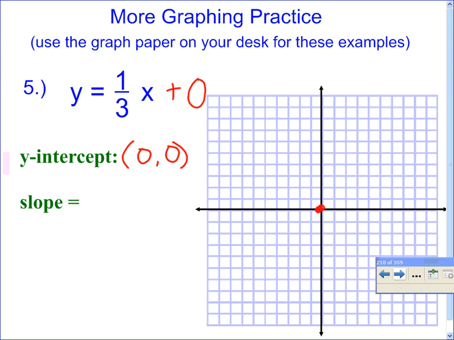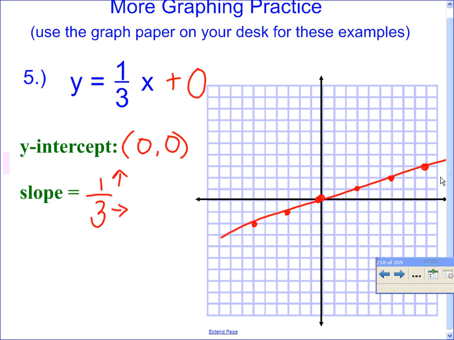Yep. Okay, the slope, Adam, is what? Good, 1 over 3. So we would go up 1 to the right 3. It's always rise over run. Up 1 to the right 3. Briar, how do I get the opposite point? Good, down 1 to the left 3. Connect our points. There's our graph.